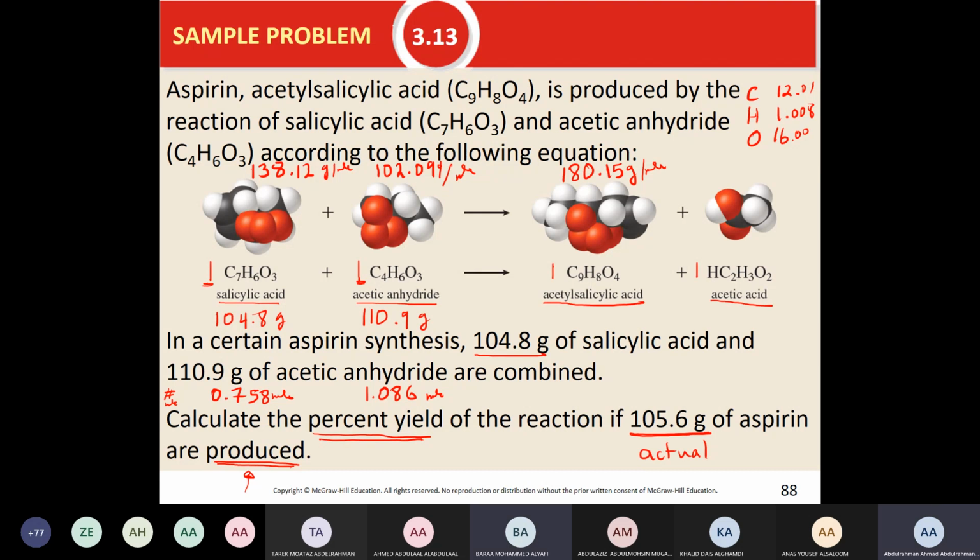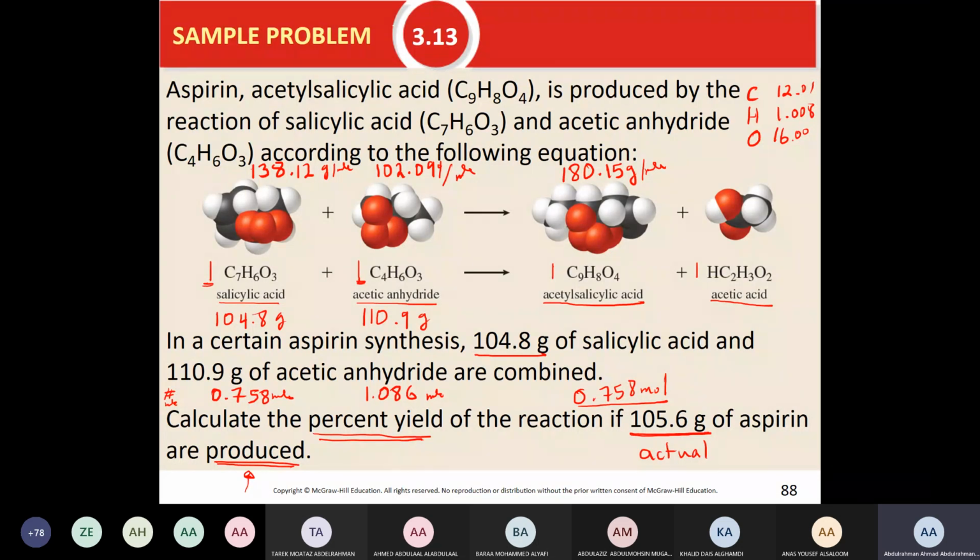Now, tell me how many moles of aspirin, or acetyl salicylic acid, will be produced? 0.758 mole of this one will be produced. Good. And this is now called what? Theoretical or actual yield? Theoretical yield. Don't forget this.